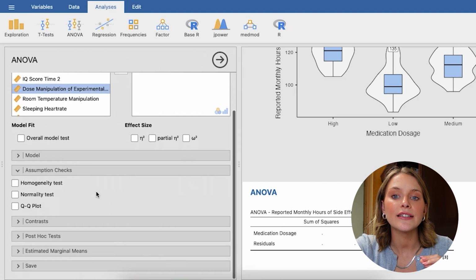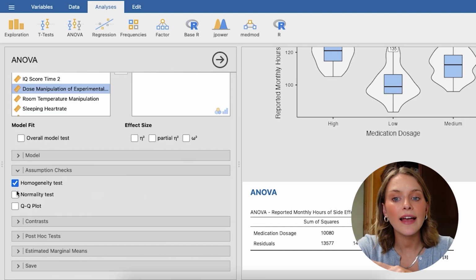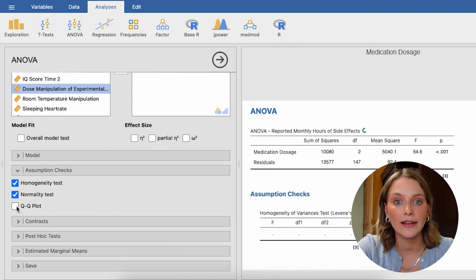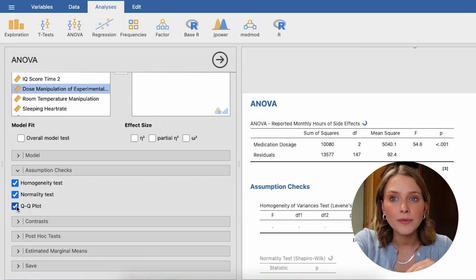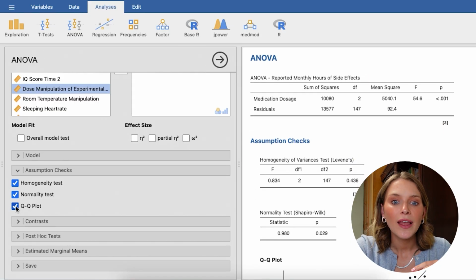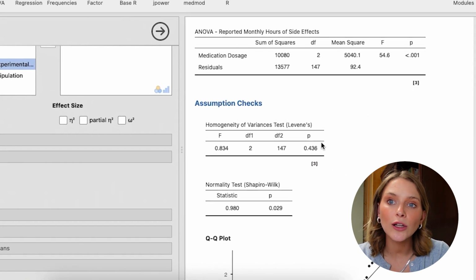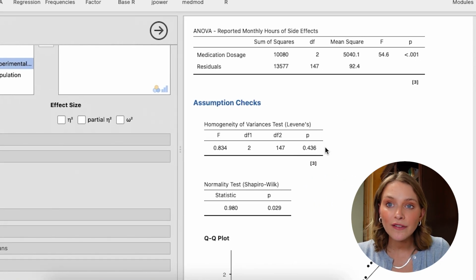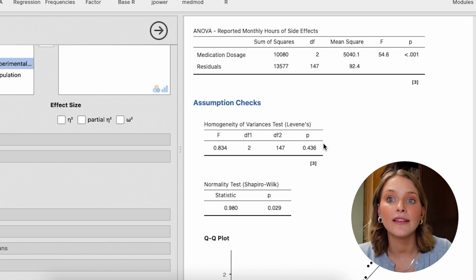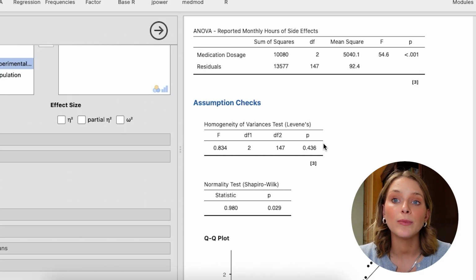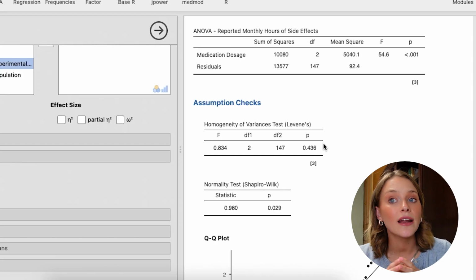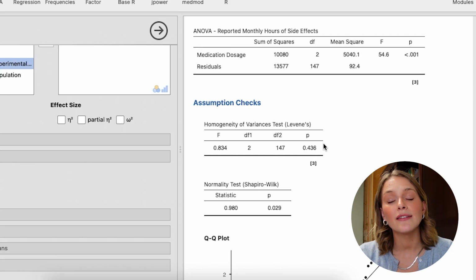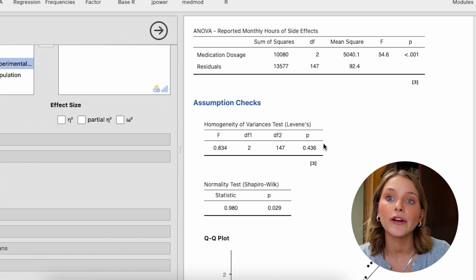So you're going to select under assumptions, the homogeneity of variance test as well as the test of normality. The homogeneity of variance test is also sometimes referred to as Levene's test. And so here, what we want to do is take a look at the p-value. The p-value is going to tell us whether or not we have violated this assumption. And the rule is that when testing assumptions, we want our p-value to be greater than 0.05. In other words, we do not want a statistically significant p-value when we're testing our assumptions, because that indicates that our data are statistically significantly different from what would be ideal.